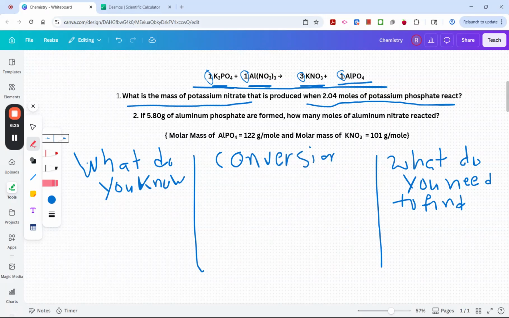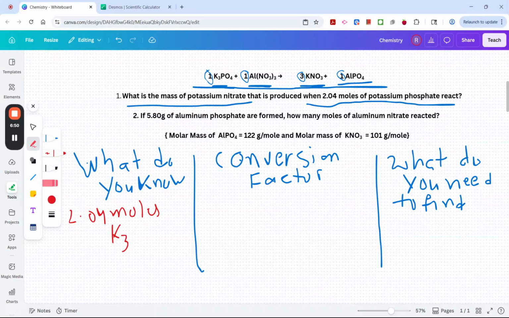Conversion factor could be 1, could be 2, or sometimes could be 3. That will be the next part, mass to mass conversion. So here we go. What do you know? I know 2.04 moles of potassium phosphate.